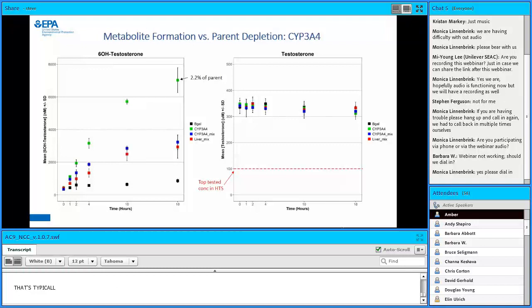Now, I said earlier that testosterone doesn't get into these cells very well, and so this probably isn't the best example, but it highlights something important, because if I showed you chlorzoxazone, the data looks exactly the same, and there's no reason to suspect that chlorzoxazone doesn't get into the cell.